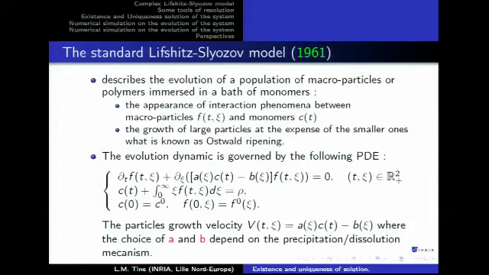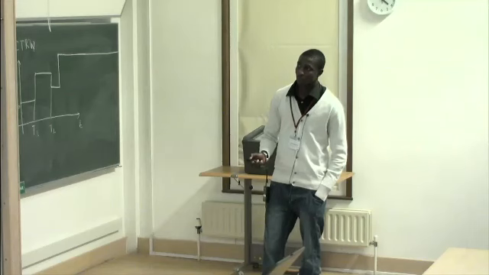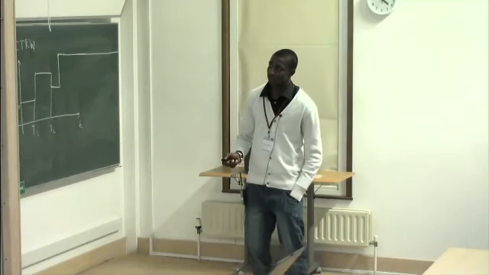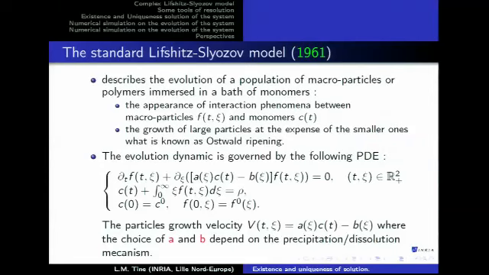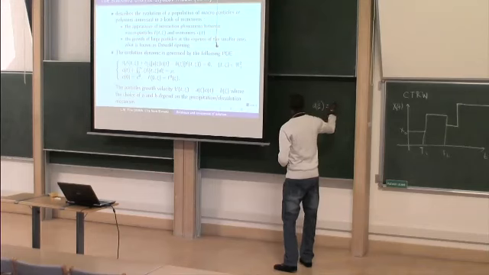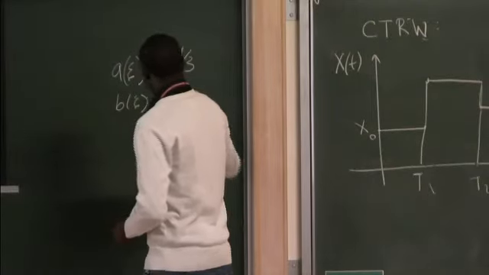The evolution dynamic is governed by the following partial differential equation. The first equation is an advection one for the size repartition of macroparticles. The second equation is a mass conservation one, with c(t) representing the mass of monomers, and here we have the mass of macroparticles, with the following initial data. In the standard Lifshitz-Slyozov model, they use the kinetic coefficients a(c) equals c and b equal 1.